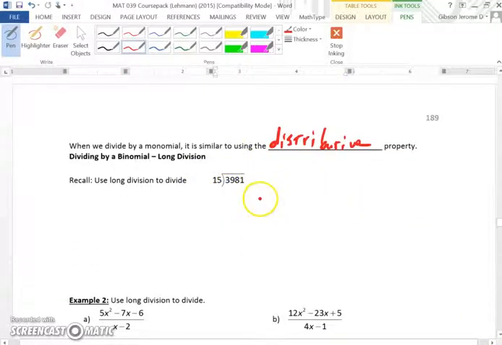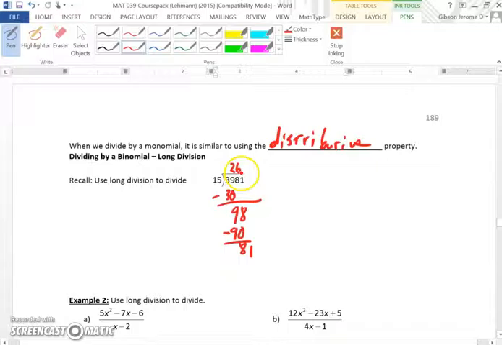Now, we have long division. I know a lot of you have gotten accustomed in some areas to just plugging this into your calculator. But we need to do this by hand because this is going to help us later. So 15 goes into 39 twice. 39 minus 30 is 9. And then you'll bring down the next digit. 15 goes into 98 6 times. 6 times 15 is 90. And 98 minus 90 is 8. And you'll bring down your 1.